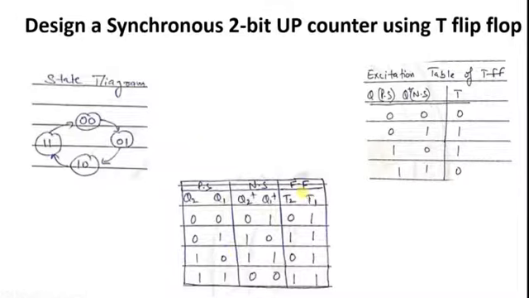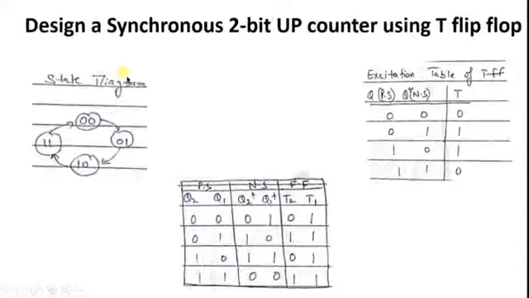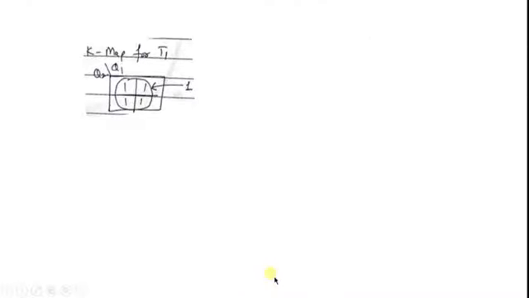It's very important: only the present state based equation you are going to find, not on the basis of the next state. As you can see here, in this K-map we have written Q2 and Q1, and we are filling it up with the T1 value. T1 value in all the combinations of Q2 and Q1 is 1. So we are just filling it up with all ones. When you fill it up with all ones, obviously the equation for T1 is going to be basically 1.